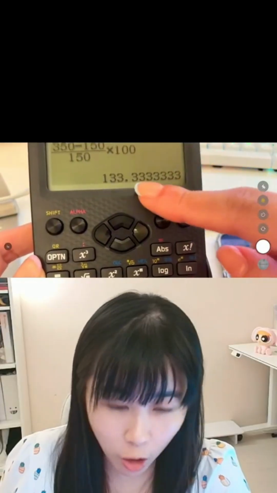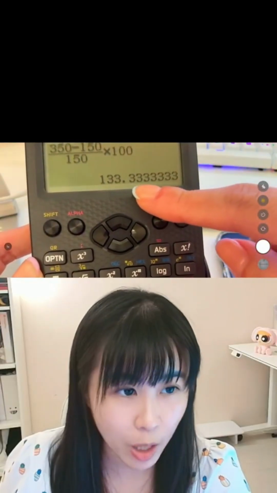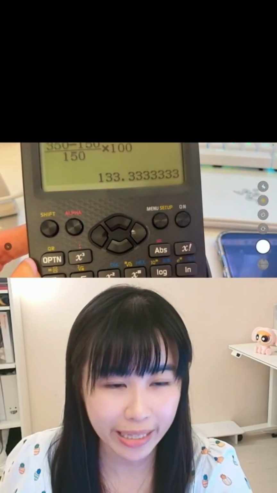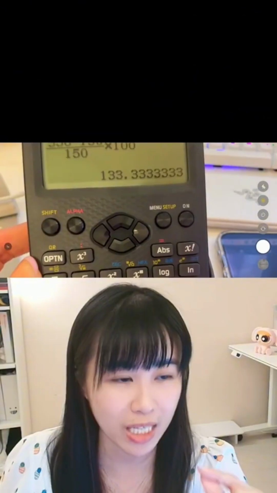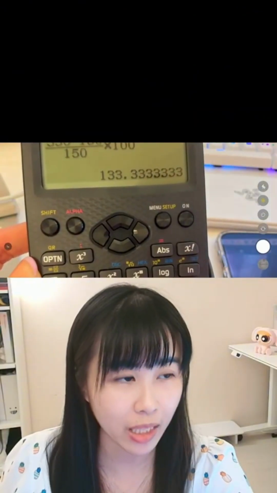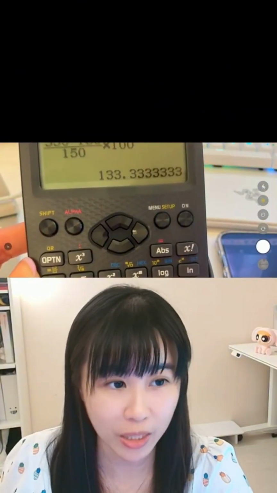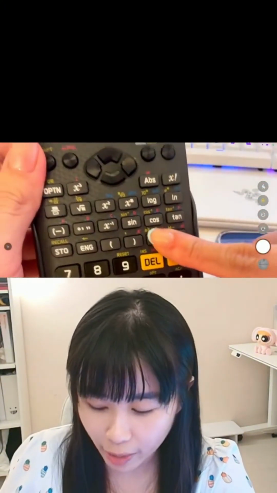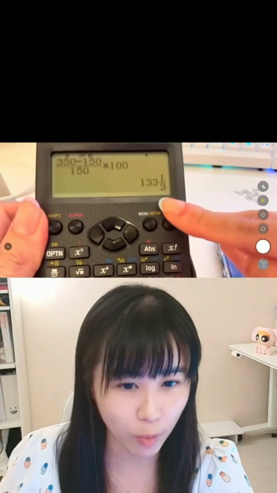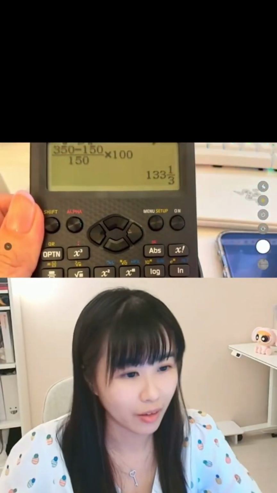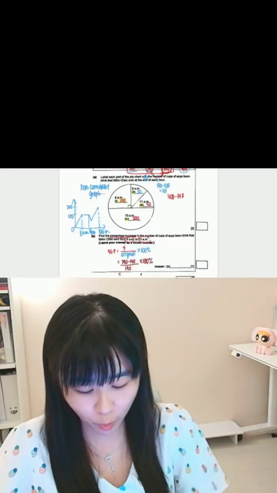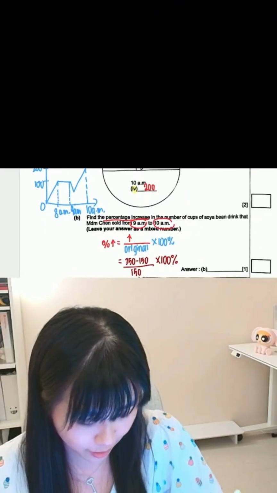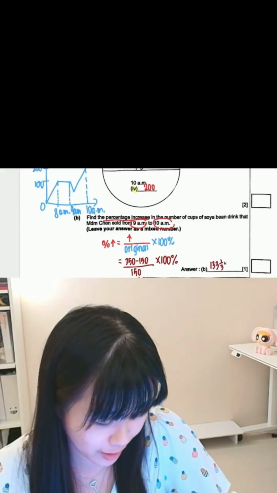If you get a decimal that always repeats itself, any decimal that keeps repeating itself, this type of number can confirm be expressed as a fraction. This one you learned in Sec 1, under the types of numbers. This is what we call rational numbers. If you shift SD, I'm not too sure what calculator you use, but if you use like that, 133 and 1/3. So 133 and 1/3%, that's your answer.